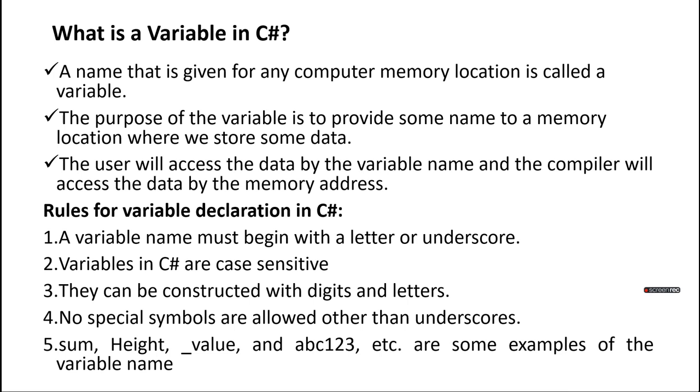Rules for variable declaration in C#. A variable name must begin with a letter or underscore. Variables in C# are case sensitive. They can be constructed with digits and letters. No special symbols are allowed other than underscore. Sum, height, _value and ABC123 etc. are some examples of valid variable names.